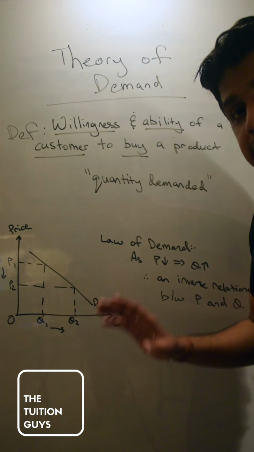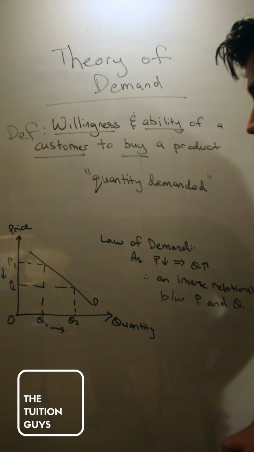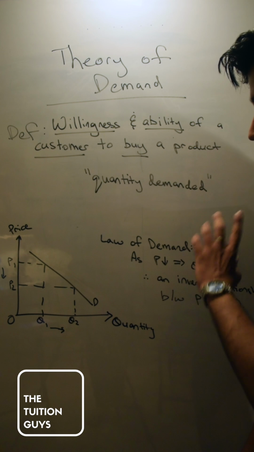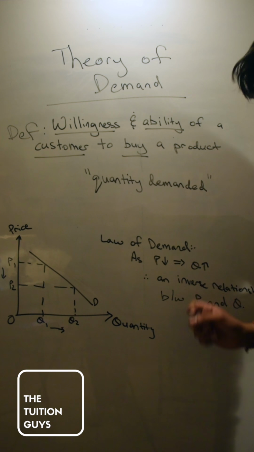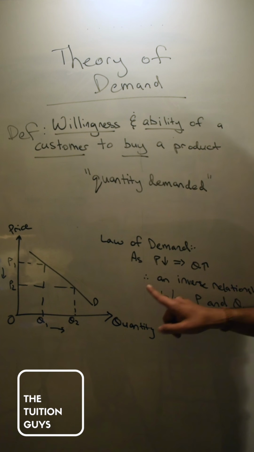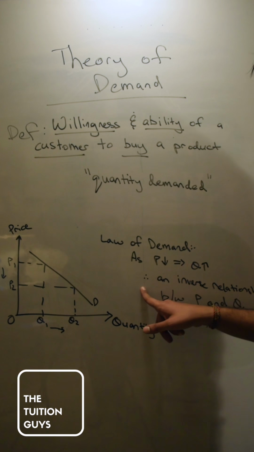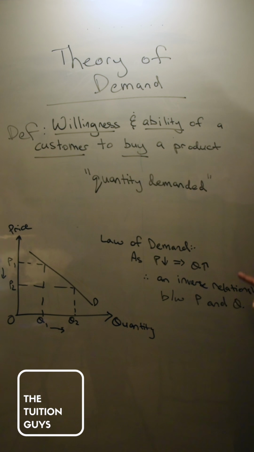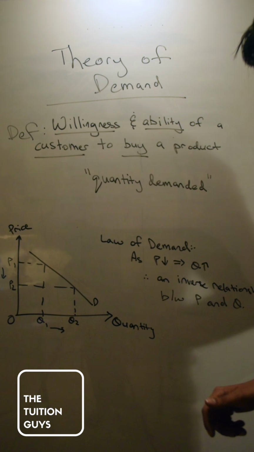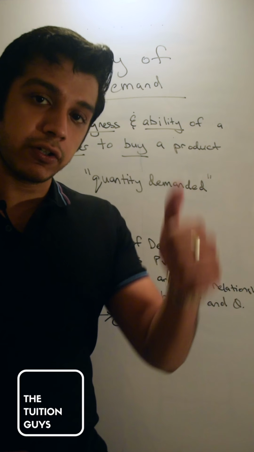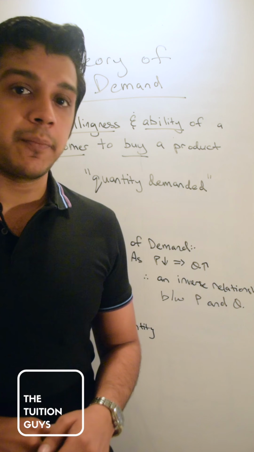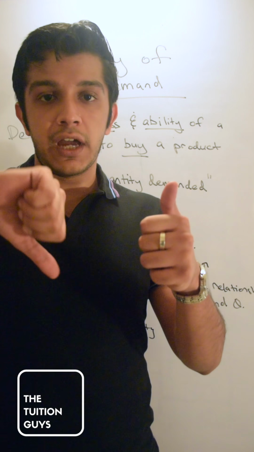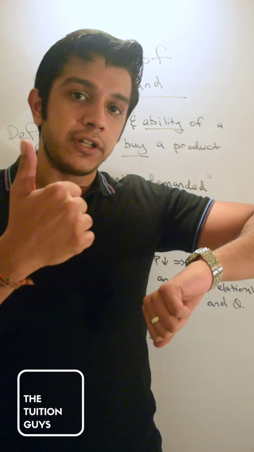So the last part of this section of the lesson is the law of demand. The law of demand is pretty simple. As price goes down, quantity will go up. Therefore, there is an inverse relationship between price and quantity. Inverse relationship, what does that mean? One goes up, the other goes down. I could also call it an indirect relationship. If my price goes up, my quantity goes down. If my price goes down, my quantity goes up.